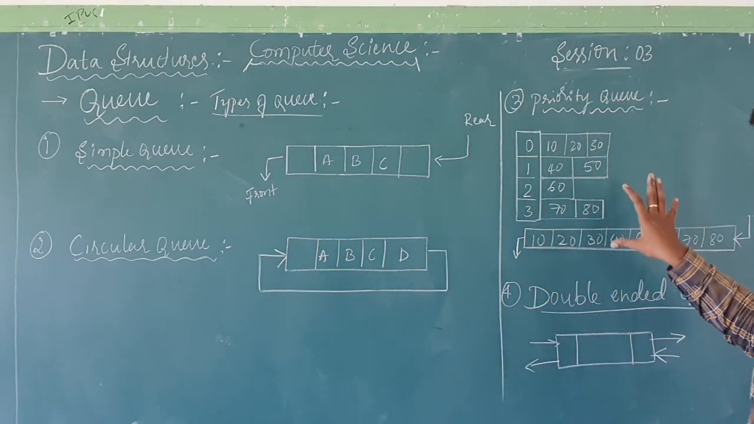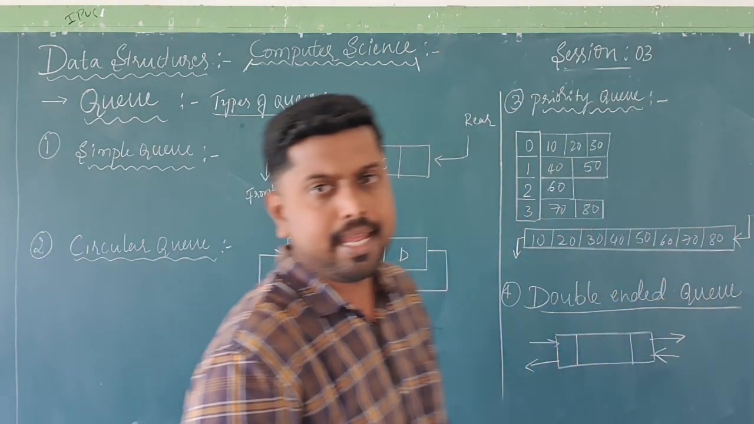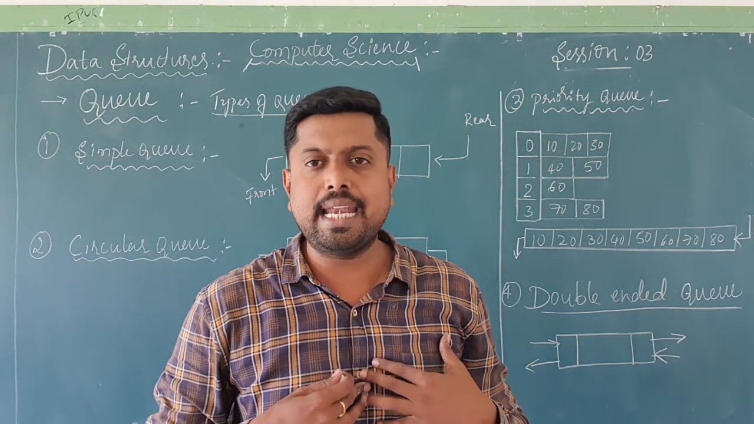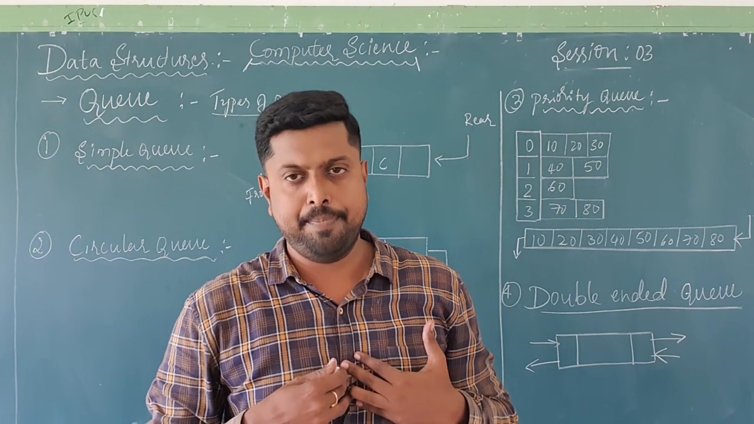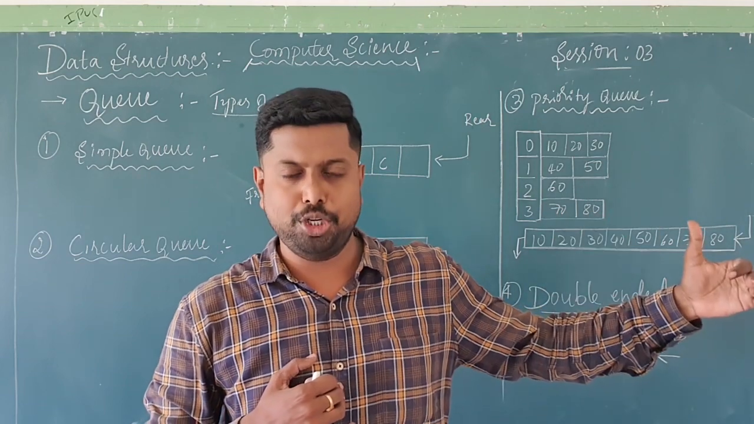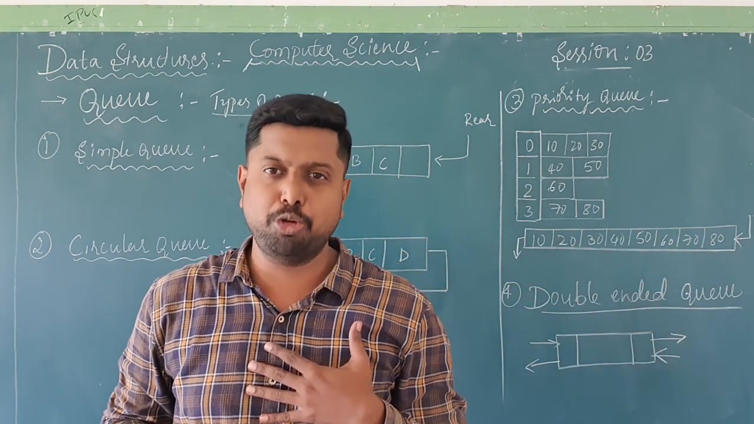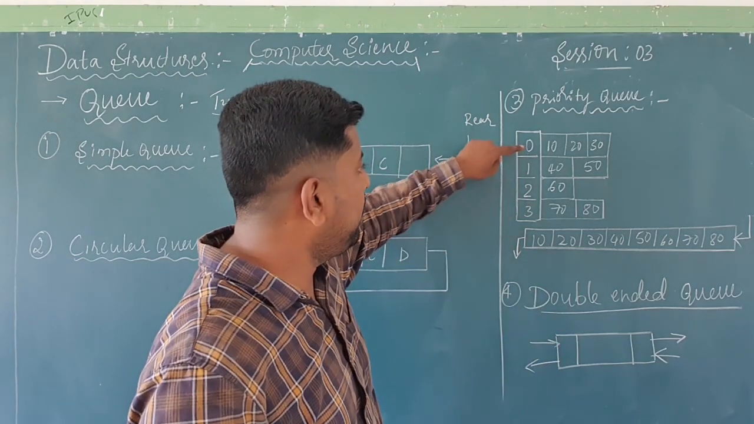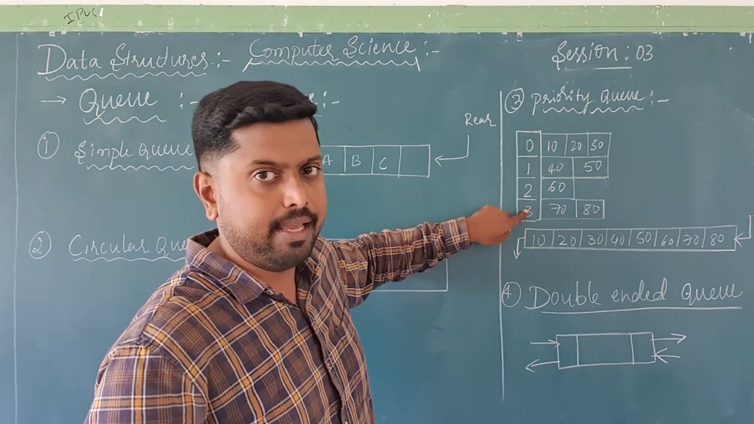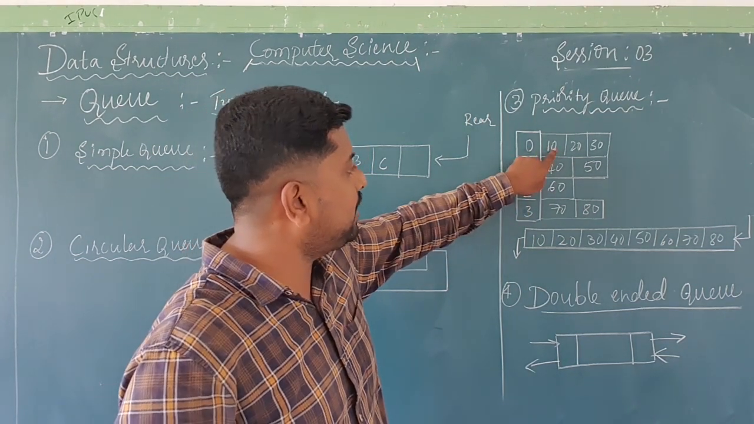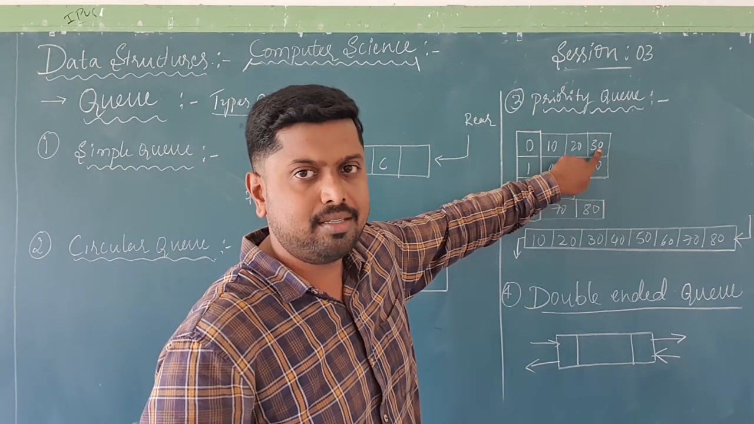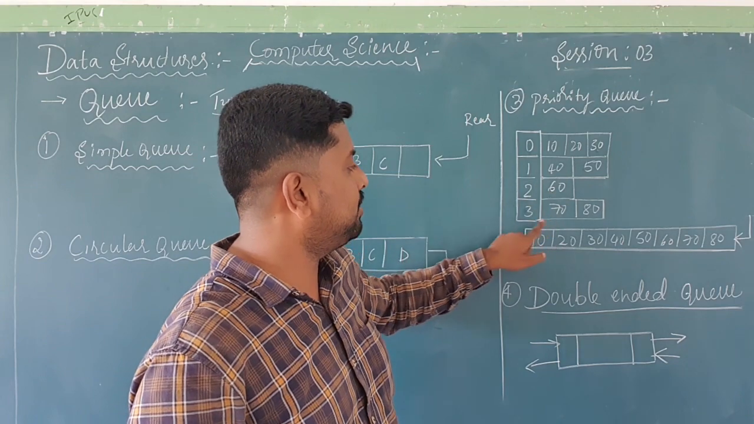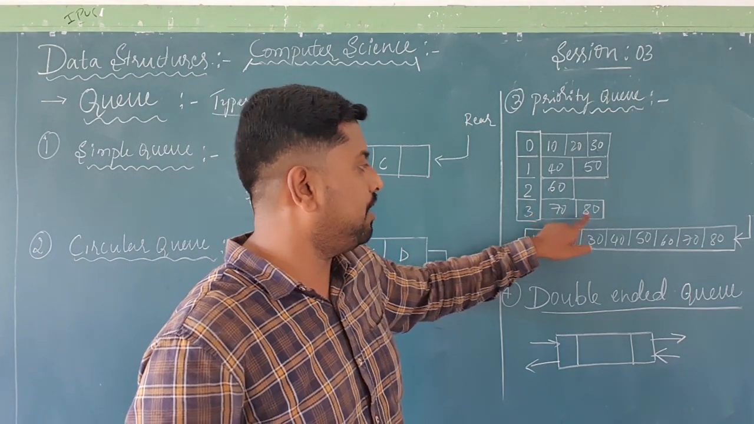Then the third type of the queue is the priority queue. As the definition says, priority means the user needs some priority. This element will go to the third position, this element will come to the first position. Like that, we need some priority. So 0 to 3 are the priorities. In the 0th priority, 10, 20, 30 are the elements. First priority 40 and 50, second priority 60, and third priority 70 and 80.